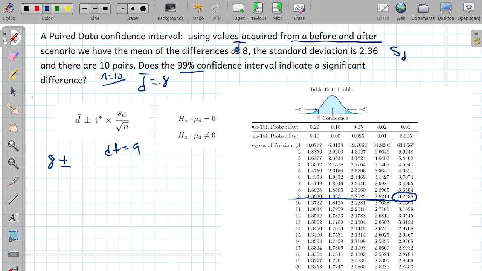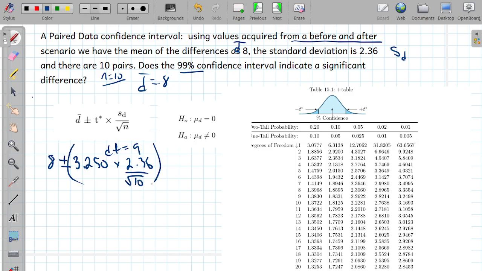We're going to use 3.250 as our critical number. The standard deviation was 2.36, and we had 10 pairs, so divide by the square root of 10.